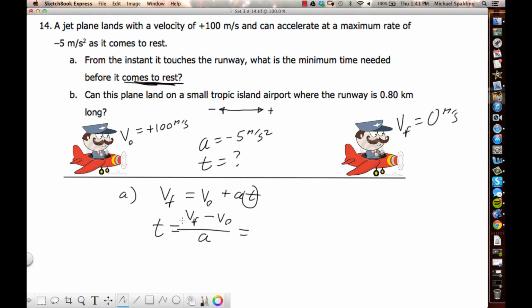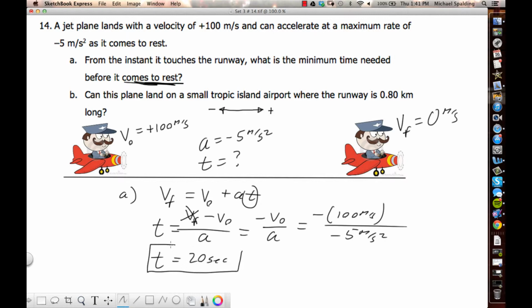So what is V final? 0, so we cross that out. So we're basically left with negative V initial over A. So that's going to be negative 100 meters per second divided by the acceleration, which is also negative. Right? So the negatives cancel, and we get T equals 20 seconds. That would be the time required for the airplane to stop.